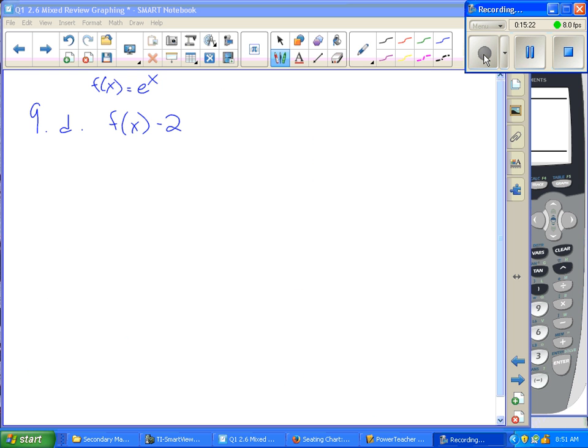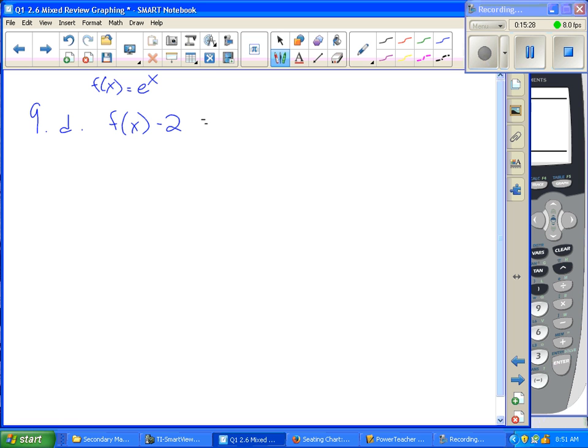Okay, to start the composition, since it says f of x minus 2, and that minus 2 is outside of the f of x function, it means I write my f of x function exactly as it was, and then I subtract 2 from it. So I'm really going to graph e to the x minus 2.